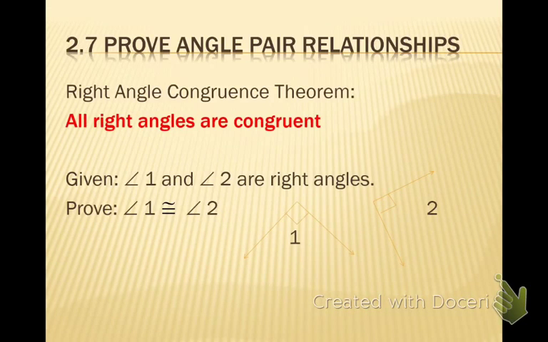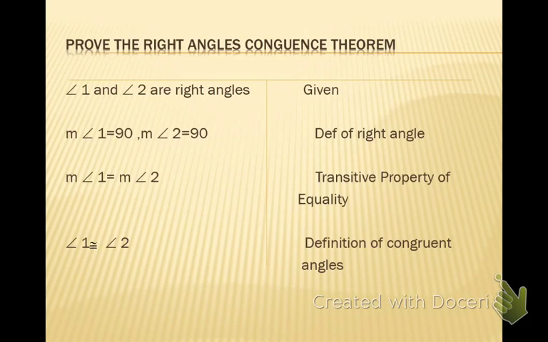We need to prove it. Given angle 1 and angle 2 are right angles, we're going to prove angle 1 is congruent to angle 2. Here's the proof. Angle 1 and angle 2 are right angles is given.